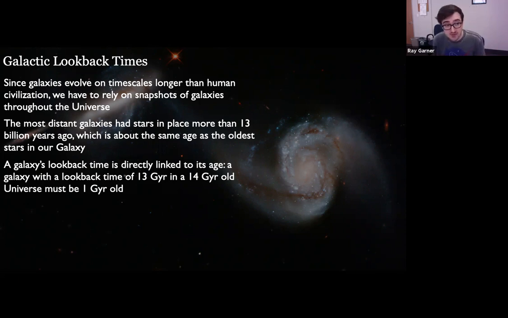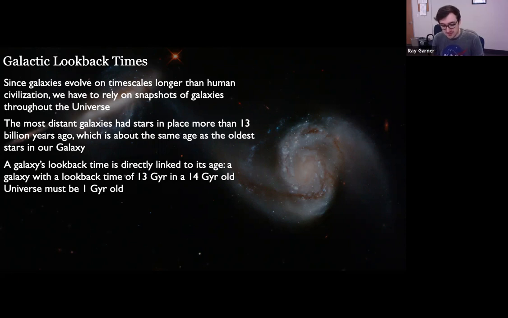Those most distant galaxies that we can see had stars in place more than 13 billion years ago. So when the universe was very, very young. Now, conveniently, that's also about the same age as the oldest stars in our galaxy. So that tells us that it's safe to assume that most galaxies formed at about this time, about 13, 14 billion years ago. And so a galaxy's look-back time will then be directly linked to its age. So for example, a galaxy with a look-back time of 13 billion years, gigayears, in a 14 billion year old universe must be a billion years old. And just keep that in your head as we talk about galaxies that are these incredibly far distances. We're also talking about how old they are, what stage of their evolution they are in.